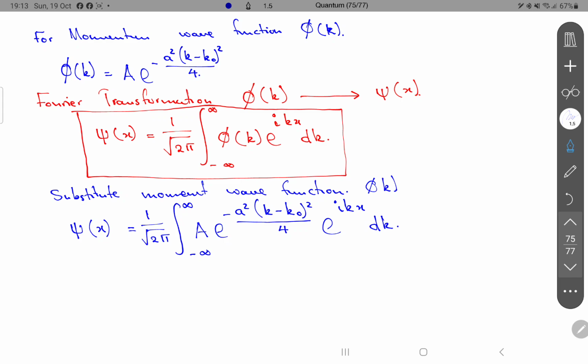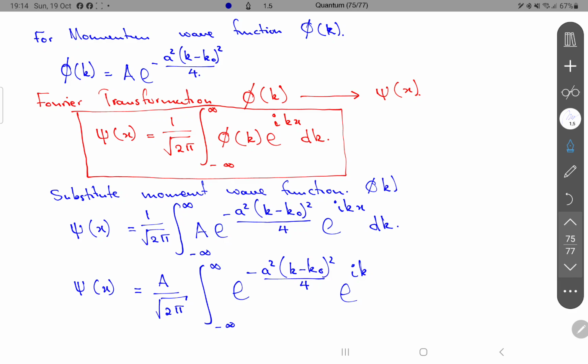Now we can do the simplest thing. Let's take the constant out of the integral. Psi of x equals A over the square root of 2 pi, the integral from negative infinity to infinity of e to the power negative a squared of (k minus k naught) squared all over 4, times e to the power i k x dk.